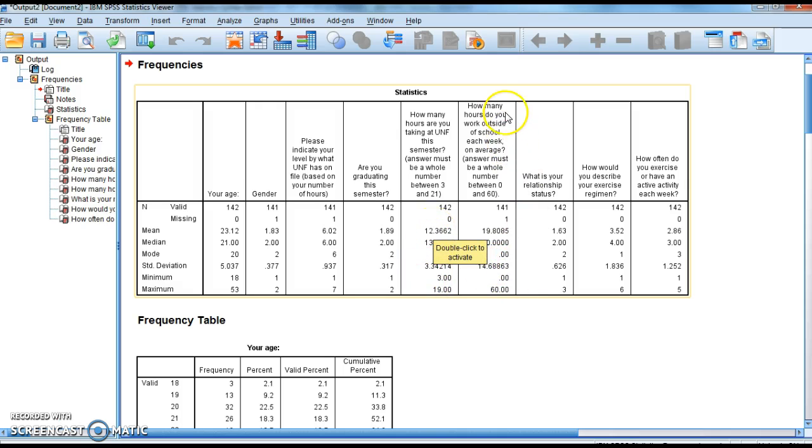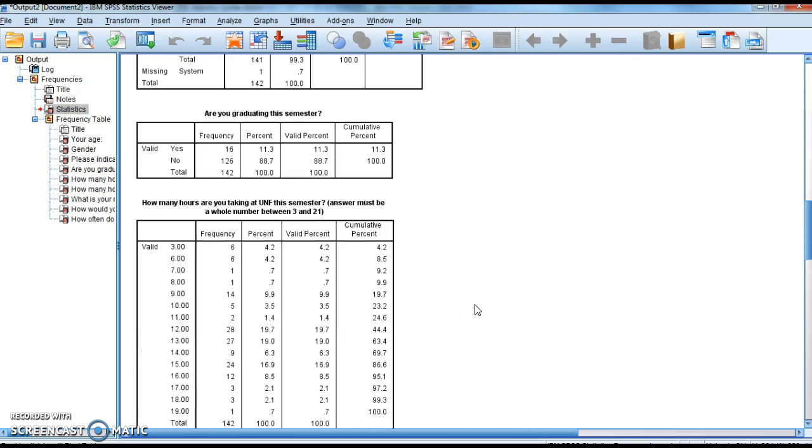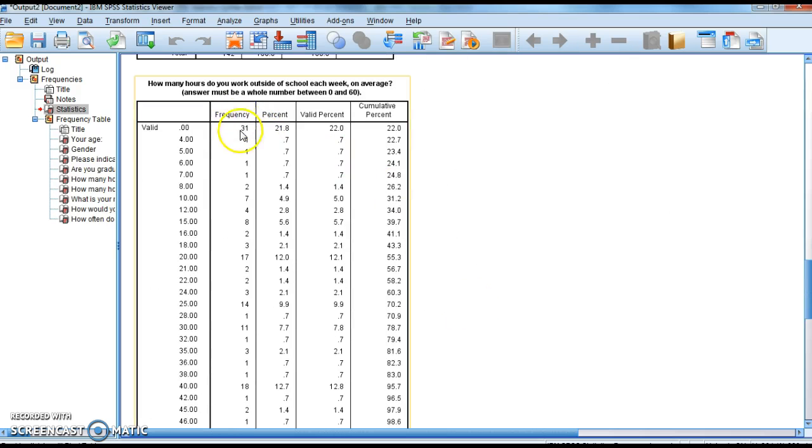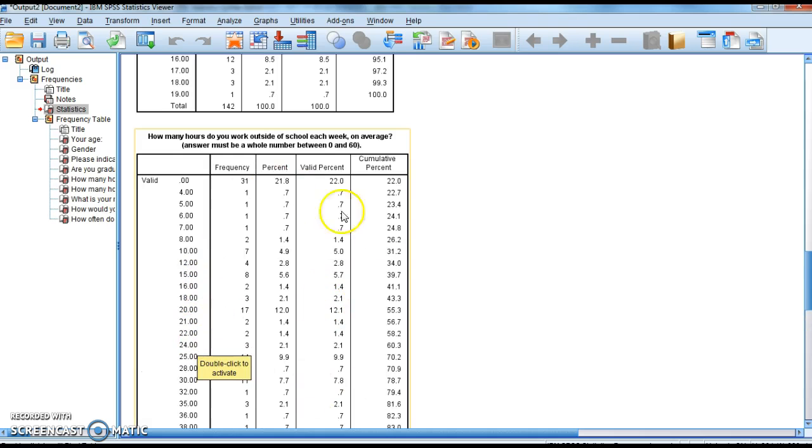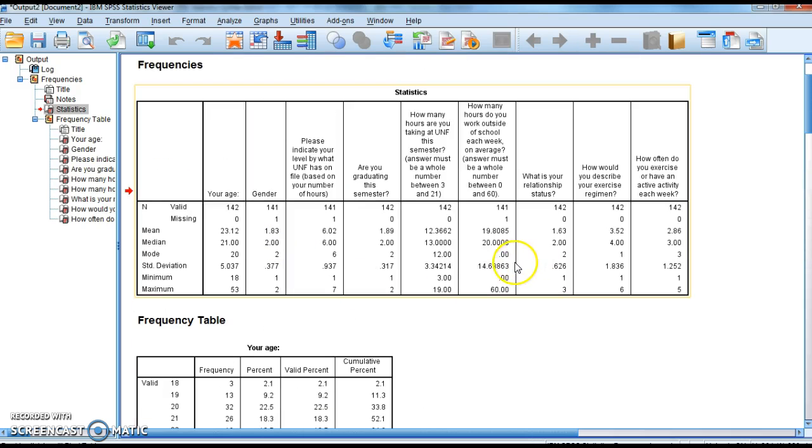But look at something like how many hours outside of school do you work? And you can see that on average, people are considered part-time, so 20 hours would be considered part-time. But look at the standard deviation of 14.6. So we have a wide variation. If we look down at the frequency distribution, we have 31 individuals who don't work at all, and then we have quite a few, if we start here around 40 hours, that are working full-time. So we have a lot of variability, which is well represented when we look at this higher standard deviation.